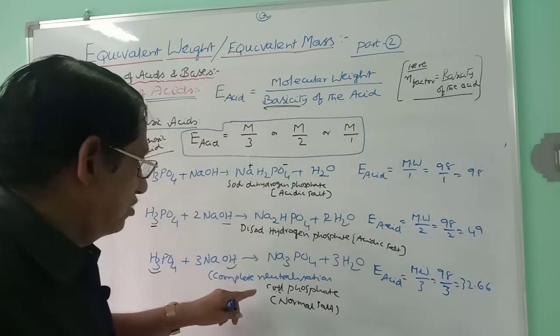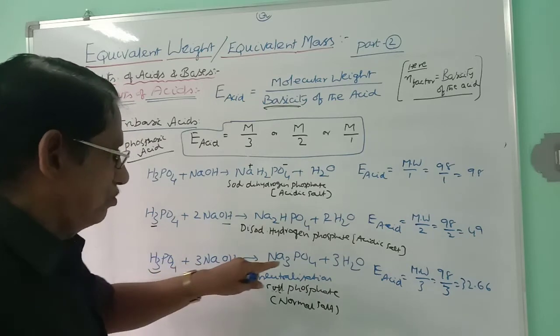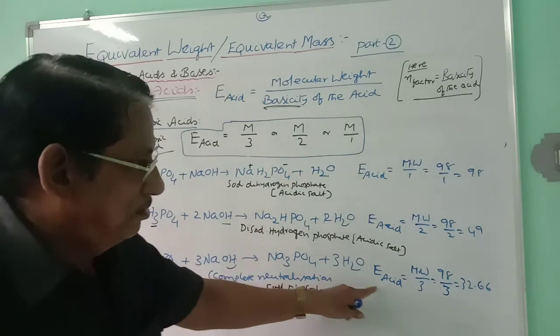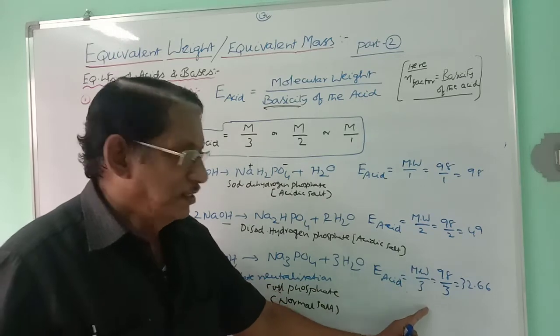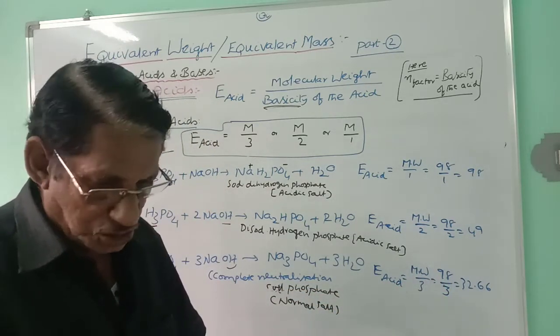And of course, what is the equivalent weight? Here, the basicity of the acid in this case is equal to 3, and therefore, equivalent weight of the acid is equal to molecular weight by 3, that is equal to 98 by 3 is equal to 32.66.